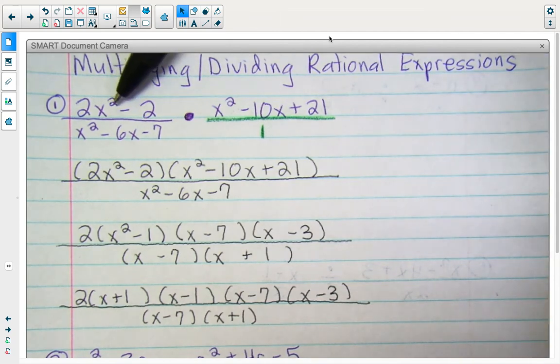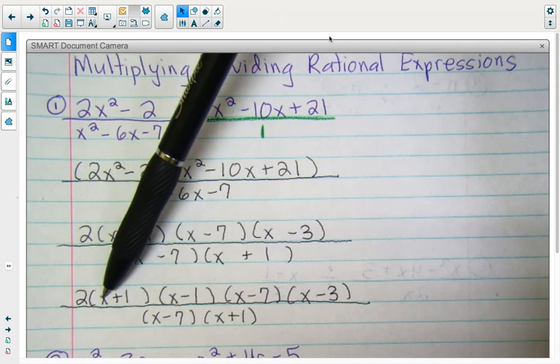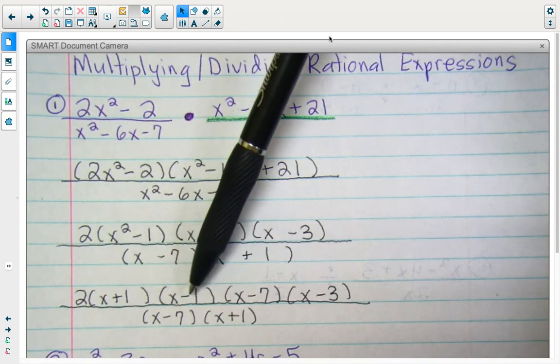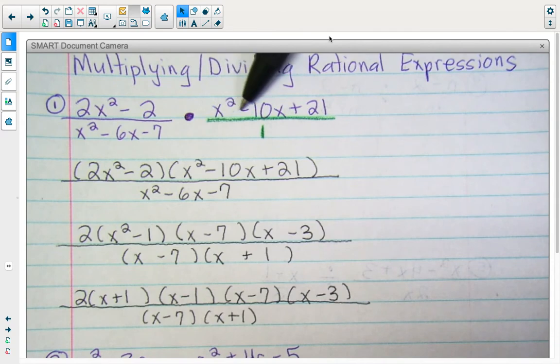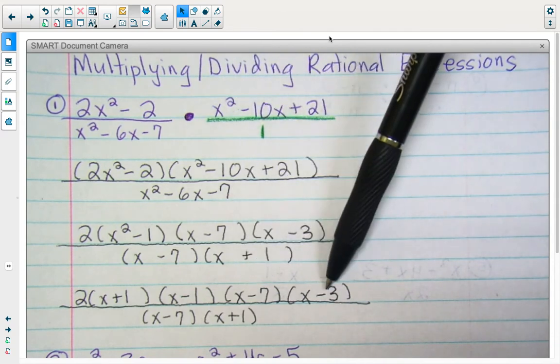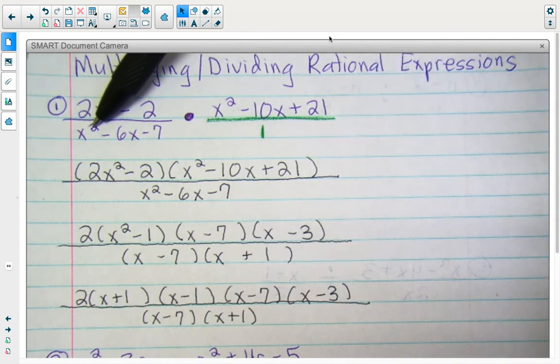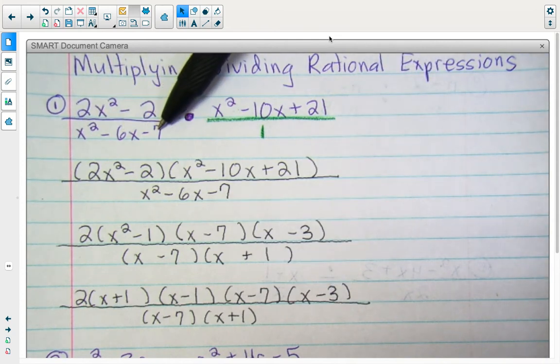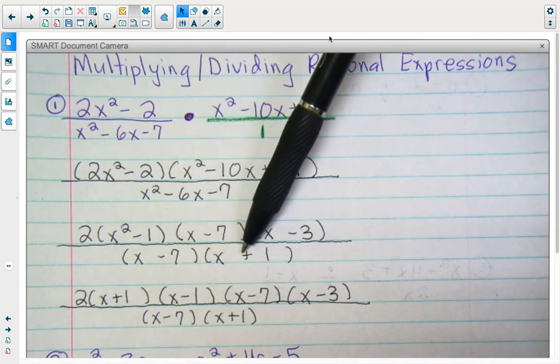We factored 2x squared minus 2. We broke it all the way down. That factors into 2 times x plus 1 times x minus 1. We factored x squared minus 10x plus 21. That factors into x minus 7 and x minus 3. We factored x squared minus 6x minus 7. That factors into x minus 7 and x plus 1.